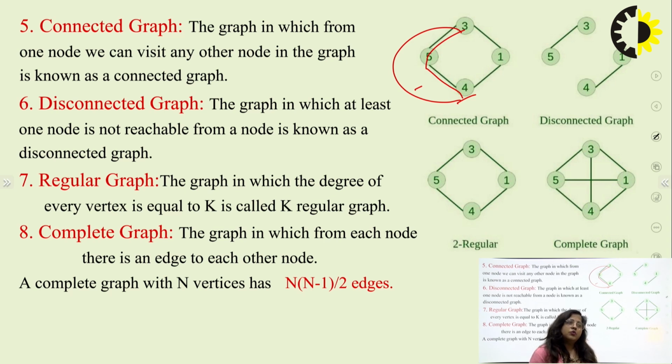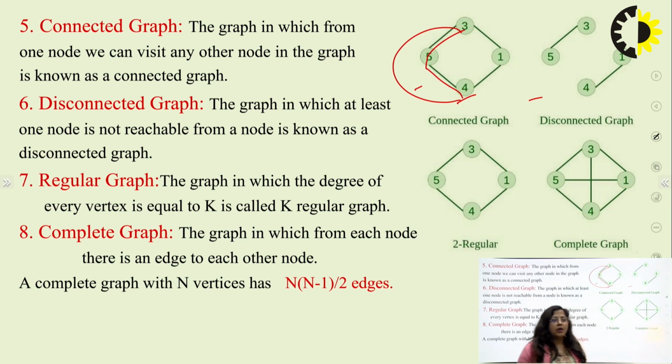Now come to the disconnected graph. A disconnected graph is a graph in which at least one node is not reachable from another node. Suppose, according to this diagram, you can move from 3 to 5 easily and 5 to 3, but if you want to move from 3 to 4, you can't. So this is called a disconnected graph.